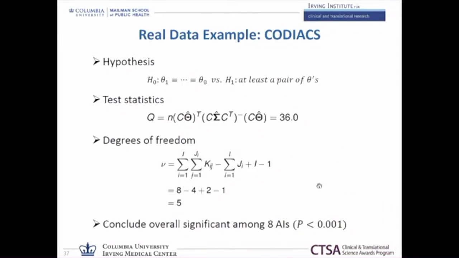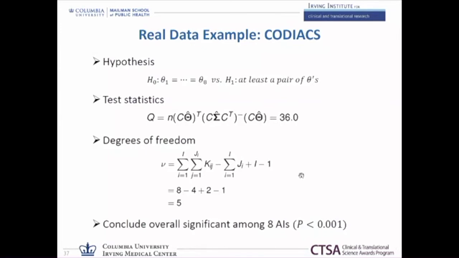Once we have the contrast matrix, we plug in the formula with total sample size n, estimated adaptive intervention theta hat, and estimated asymptotic covariance matrix. We can calculate the test statistic Q equal to 36.